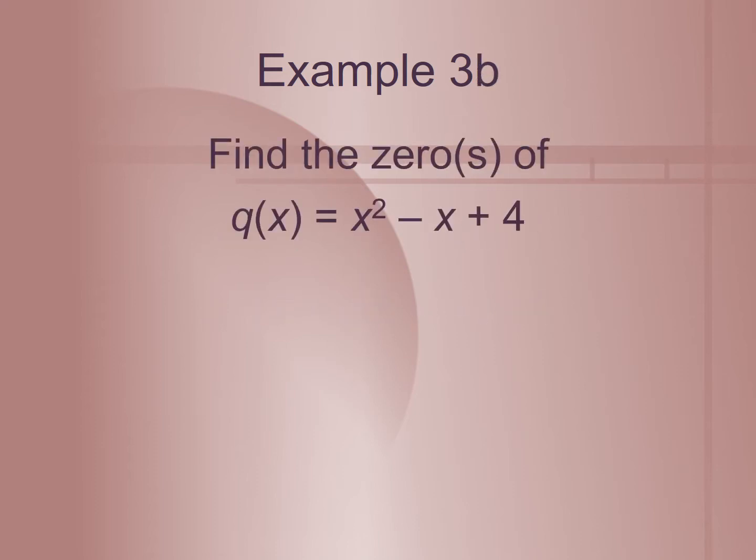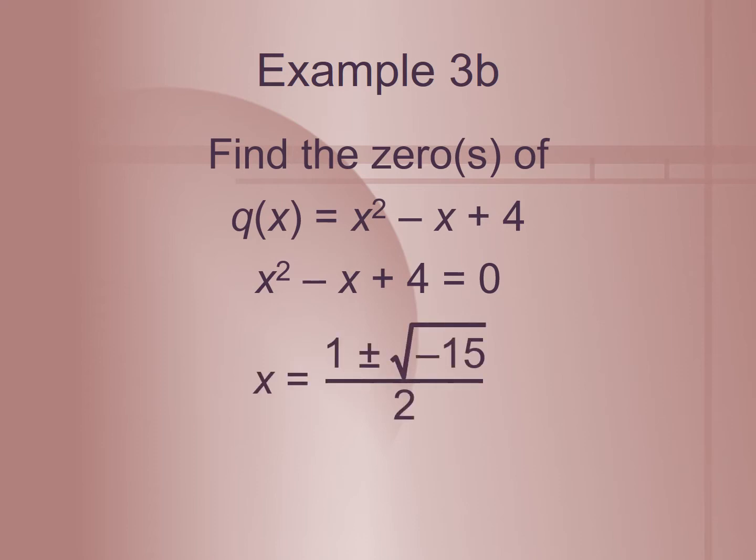If we want to find the zeros of this function, we start with letting y be 0, and then we're going to solve for x. This one we would probably want to use the quadratic formula for because it doesn't factor very easily. And when we do, we end up with 1 plus or minus the square root of negative 15, over 2. So remember, if your discriminant is negative, which it is in this case, that means that you don't have any real solutions.